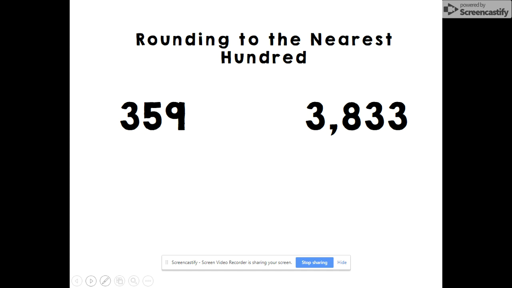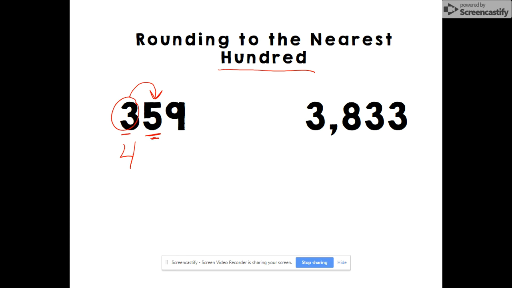When rounding to the nearest 100, it's the same process, but instead of finding your number in the 10 spot, you're going to find it in the hundreds. So find your number, look right next door, 5 or higher, add 1 more. Since this number in the tens place is 5 or higher, I'm going to add 1 more to the number that I circled. So the 3 would change to a 4.